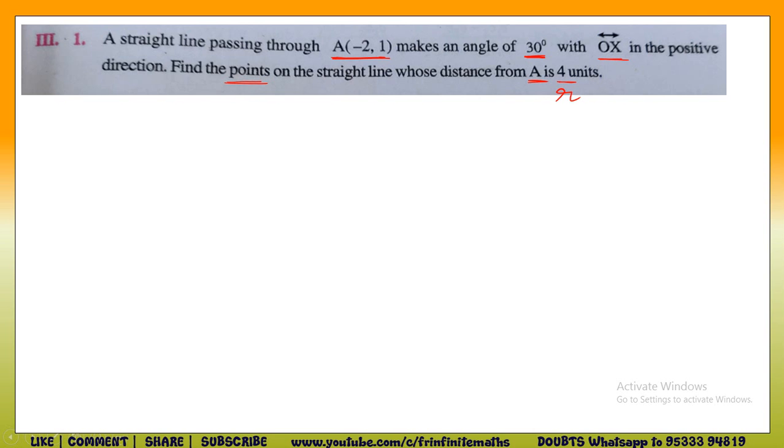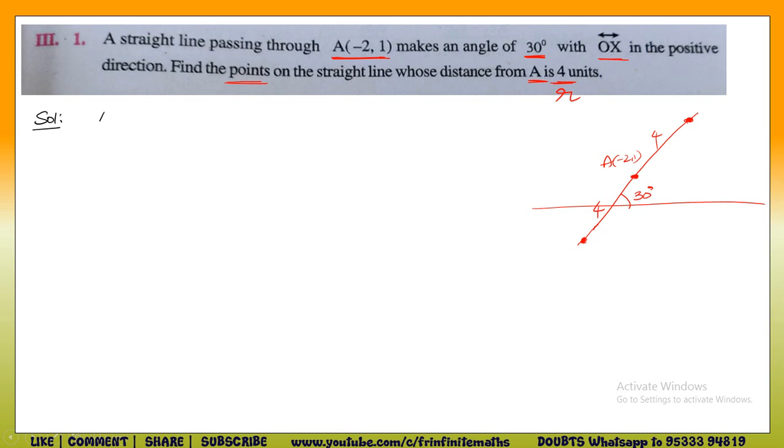Now let us see how this figure looks. This is my x-axis and this is some point A minus 2 comma 1 and the inclination is given as 30 degrees. Next we need to find out 2 points which are lying on this line at a distance of 4 units. That means you can consider a point here and one more point on its opposite side because the distance should be the same. So we need to find out these 2 points. To find those 2 points, we need to go with the parametric form, right?